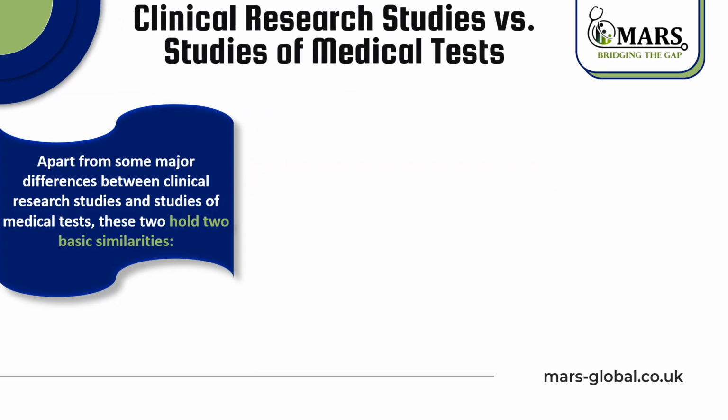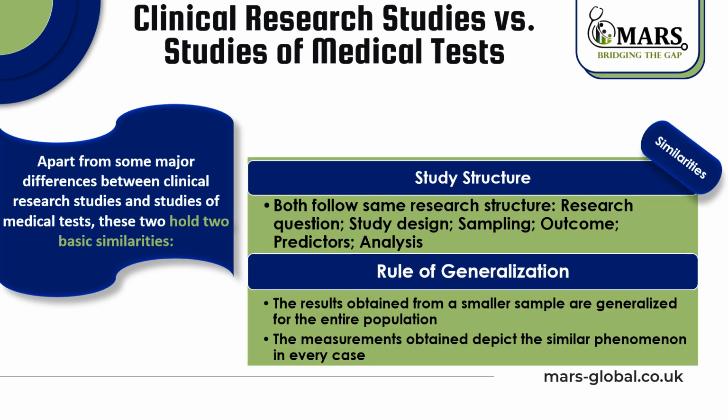So, what are the differences and similarities between clinical research studies and studies of medical tests? Apart from some major differences between clinical research studies and studies of medical tests, these hold two basic similarities. Firstly, the study structure. They follow the same study structure, that is, they have a similar pattern: research questions, study design, sampling, outcome, predictors, analysis. Secondly, rule of generalization, that is, a result that is obtained from a small sample size can be applied to a general population. And the measurements that are obtained depict a similar phenomenon in every case, so you don't have to change every measurement as per the case.